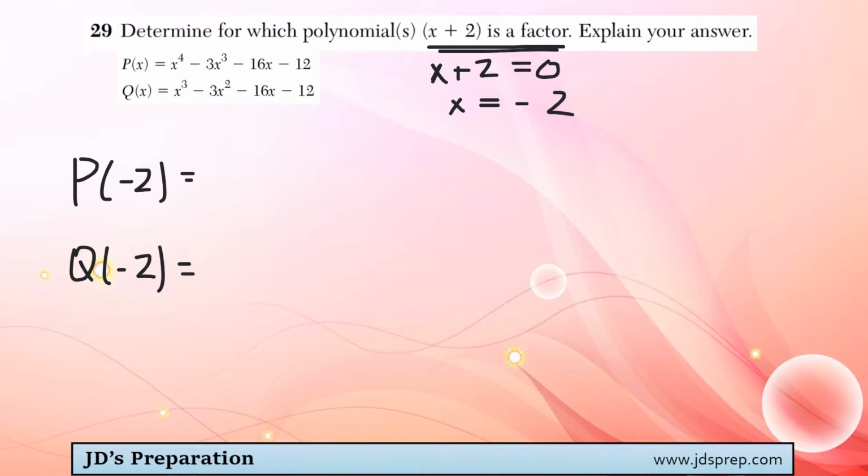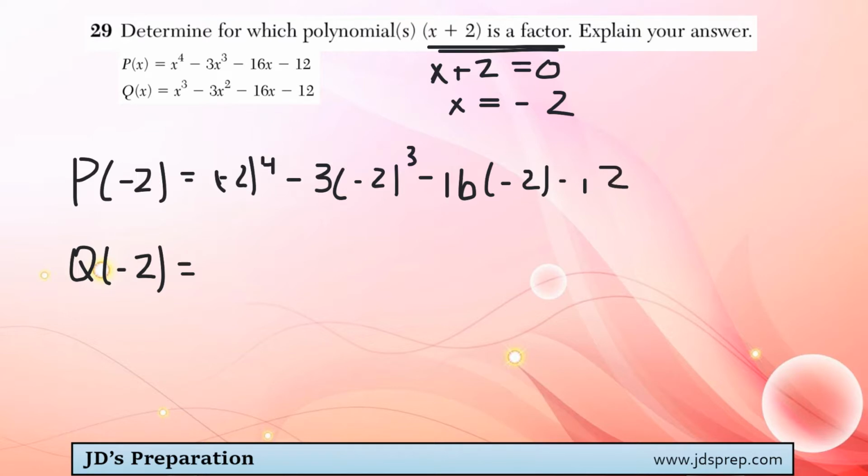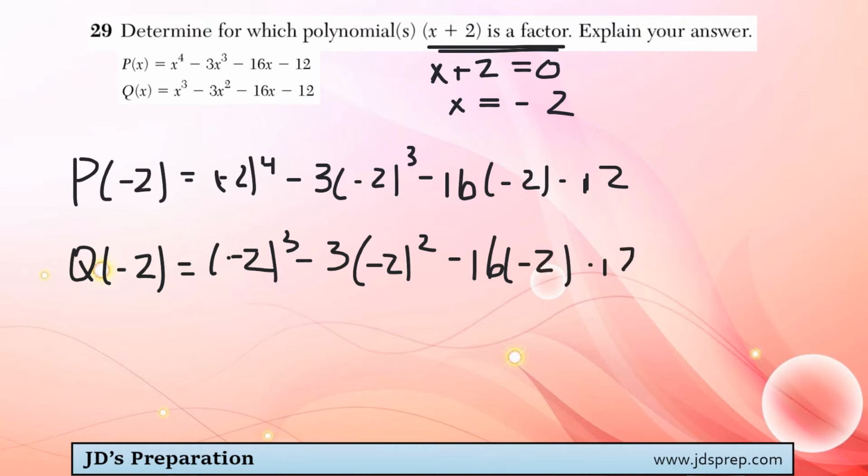So starting with p of -2, we're going to have -2 to the power of 4 minus 3 times -2 cubed minus 16 times -2 minus 12. And then q of -2 will be -2 cubed minus 3 times -2 squared minus 16 times -2 minus 12. So working each of these out individually, we get an answer of 60.